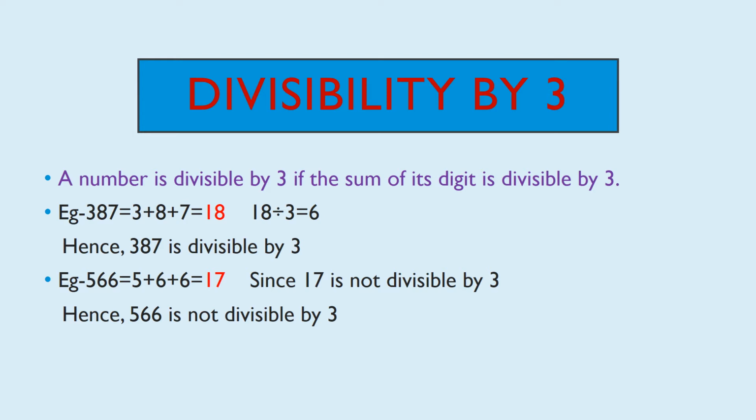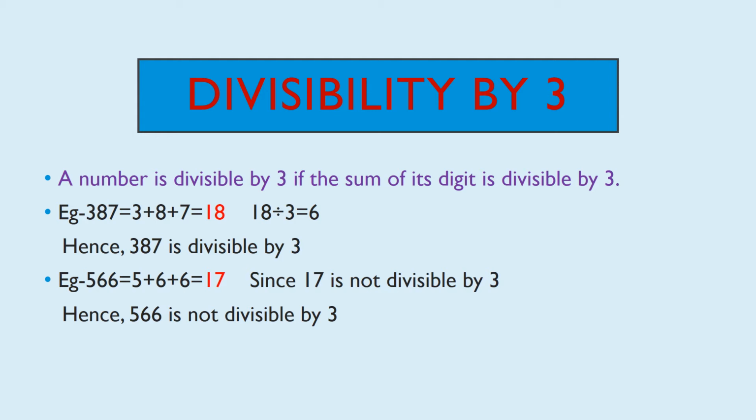Now divisibility by 3. A number is divisible by 3 if the sum of its digits is divisible by 3. Now you can see the example 387. Now you sum the digits. The digits are 3, 8 and 7. So 3 plus 8 plus 7 on adding you get 18. Now is 18 divisible by 3? Yes, because 3 sixes are 18. So 18 is divisible by 3. So the number 387 is also divisible by 3.